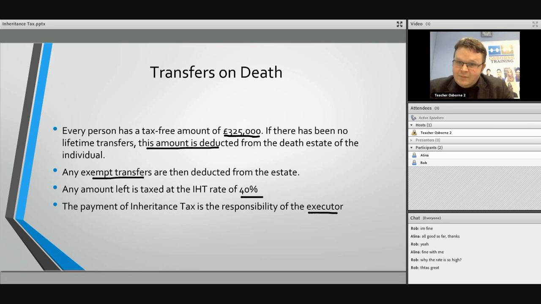Now, if it's a lifetime transfer and there's a potentially exempt transfer that hasn't gone the 7 years, you'll see in later sessions that it's not the executor, it's the person who got the gift. But for right now, on transfers on death, you have to know that it's the executor of the estate. Okay? Any questions on that before we move on? Okay.